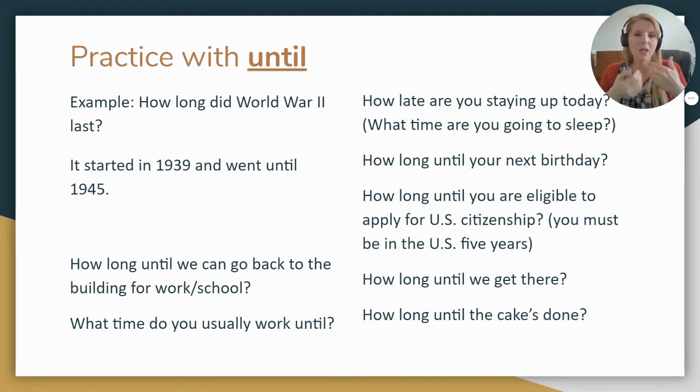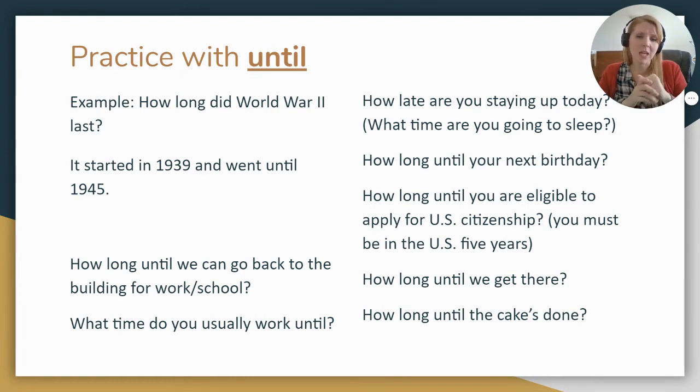What time? So we could also use, what, give the name of the time, using until. What time do you usually work until? I usually work until 6. It's when I stop. What time do you usually work until? If you're working on your homework or doing housework.